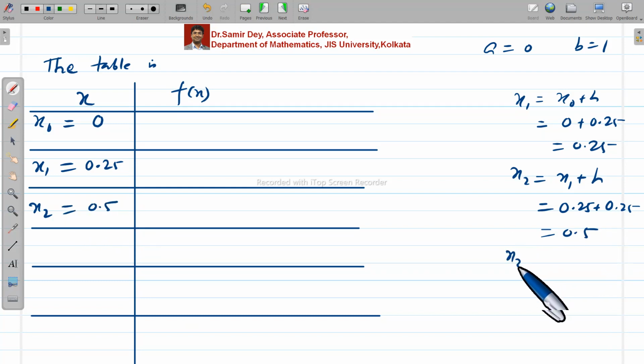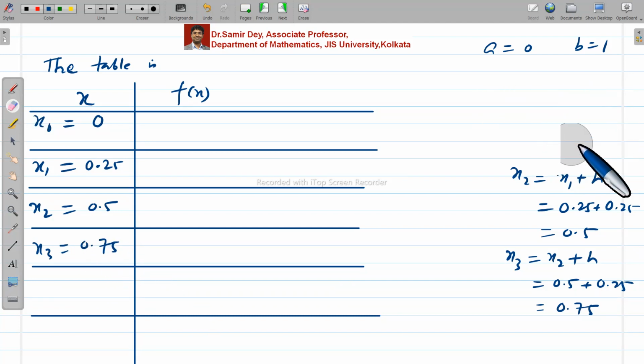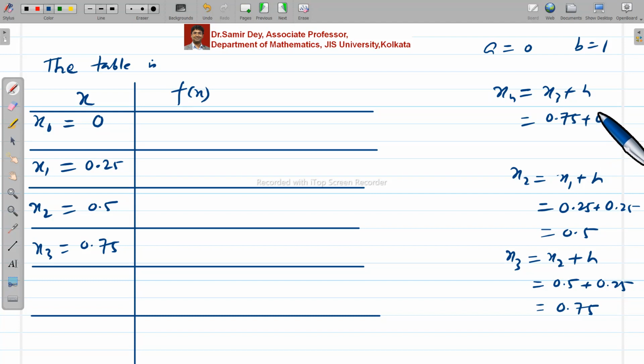Now, what is your x3? x3 is equal to x2 plus h. x2 is equal to 0.5 plus 0.25. Ultimately, 0.75. So, x3 is equal to 0.75. Clear? Now you have to calculate x4. Now x4 is equal to x3 plus h. What is your x3? x3 is equal to 0.75 plus h, 0.25, that is coming 1. Now your x4 is equal to 1.